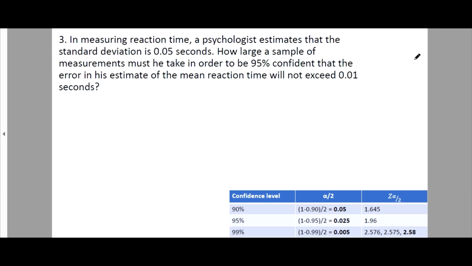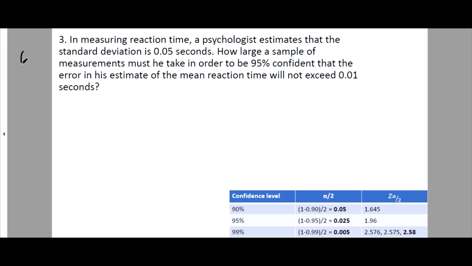And last, in measuring reaction time, a psychologist estimates that the standard deviation is 0.05. How large a sample of measurements must he take in order to be 95% confident that the error in his estimate of the mean reaction time will not exceed 0.01 seconds?